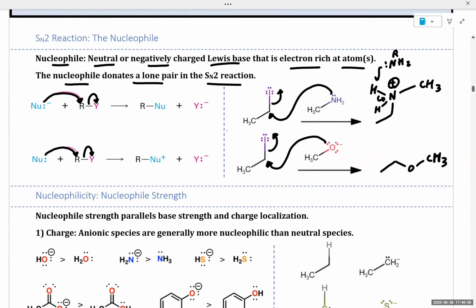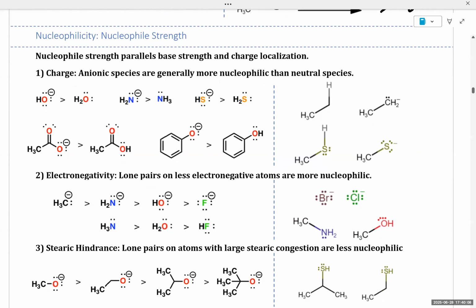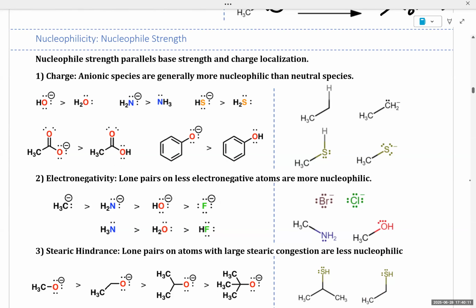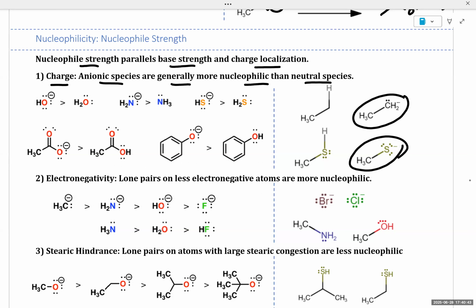Now, we know what nucleophiles are, but how do we know what makes an effective nucleophile? Well, nucleophile strength parallels base strength and charge localization rules. In general, when it comes to charge, anionic species are generally more nucleophilic than neutral species. Hydroxide is more nucleophilic than water. The acetate anion is more nucleophilic than acetic acid, and so forth. So if we had a pair of two molecules and we had to select and circle the more nucleophilic species, the anionic species will be more nucleophilic.